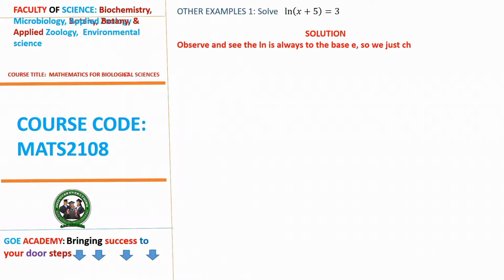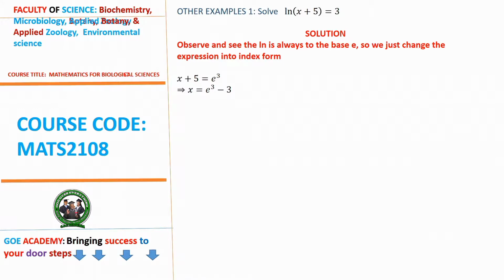To solve this, you just see that x plus 5 will be equal to e raised to the power 3. That's all. To make x the subject of the formula, 5 is disturbing x from being alone. So you send 5 the other way, and it becomes negative.